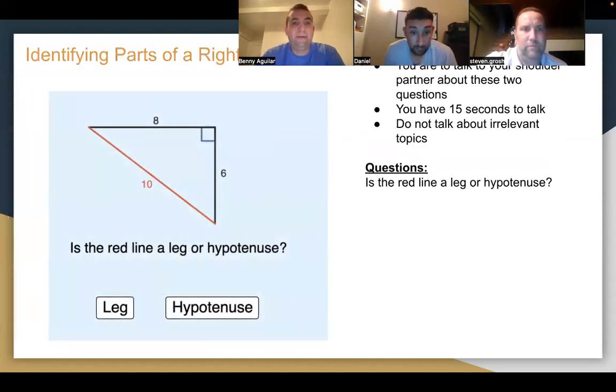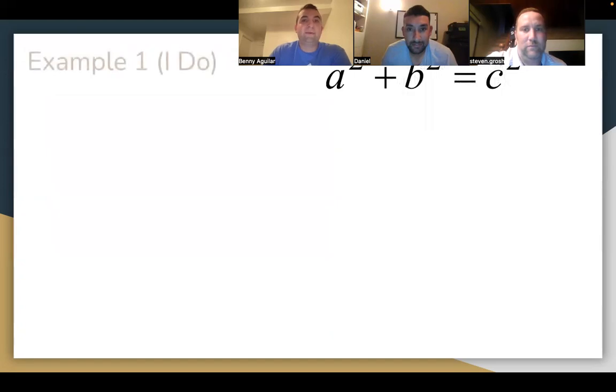Let's do another one. Here we go, leg or hypotenuse, what is it, guys? I think we're both in agreement that it's the hypotenuse, just based on the same rules we've been using. Again, adjacent to the right angle, and again, it will match: 6 squared plus 8 squared will equal 10 squared. Right, agreed. Hypotenuse.